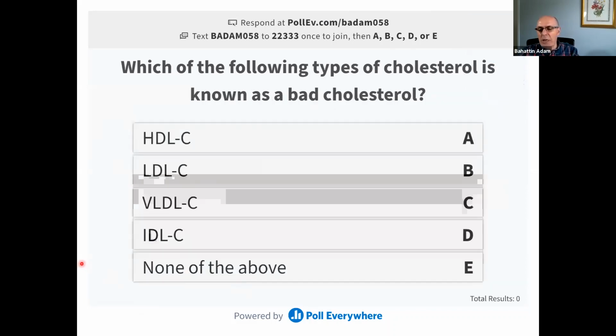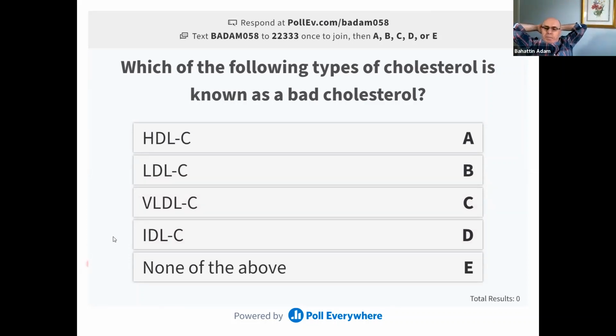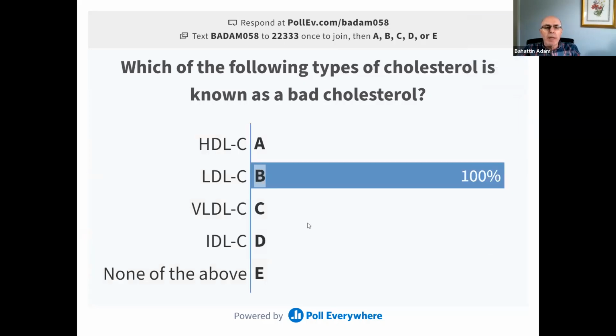The last one. Which type of cholesterol is known as the bad guy? Last question. Bad cholesterol is LDL cholesterol. Good.